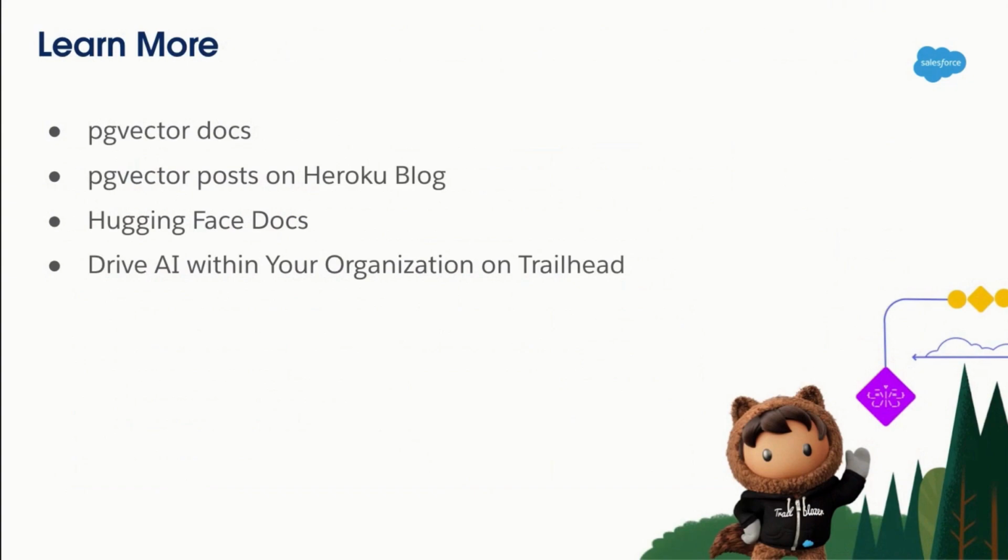And hopefully this talk has given you some appetite to learn a little bit more about this and how you can use it. The next places I would point you to, if you're interested in learning more, are the pgvector docs and the pgvector posts that we've created on the Heroku blog, the Hugging Face docs, and the Trailhead module to drive AI within your organization.